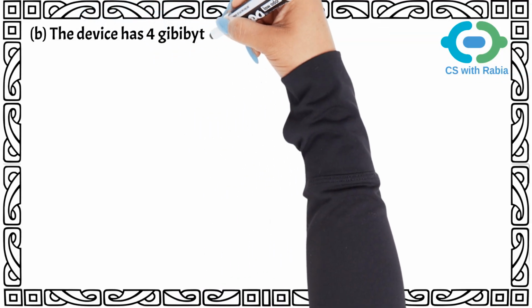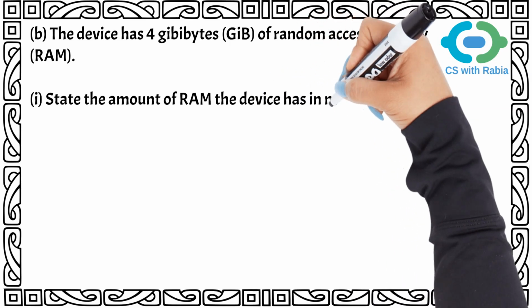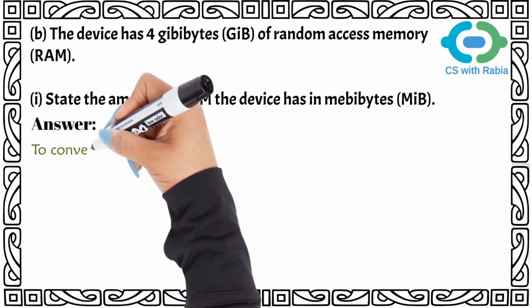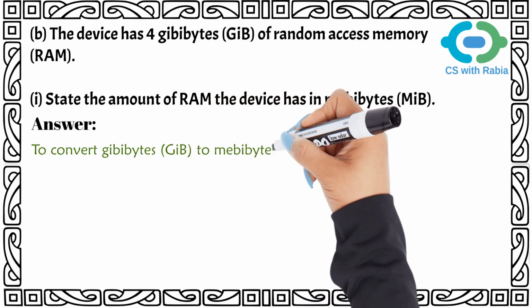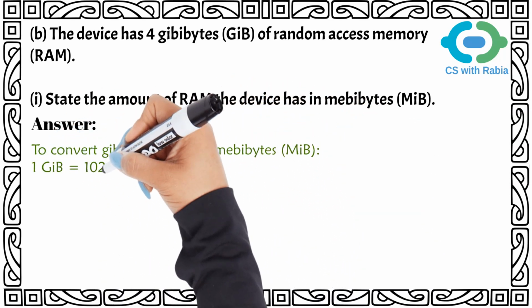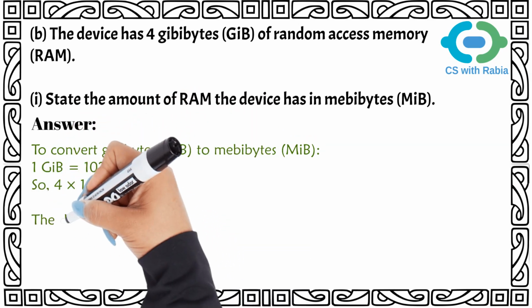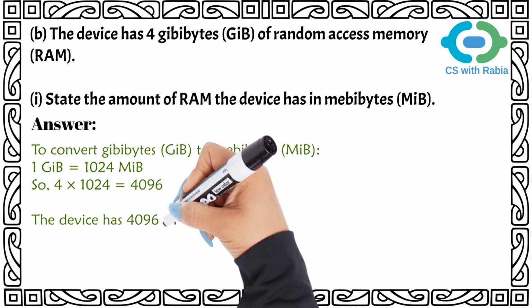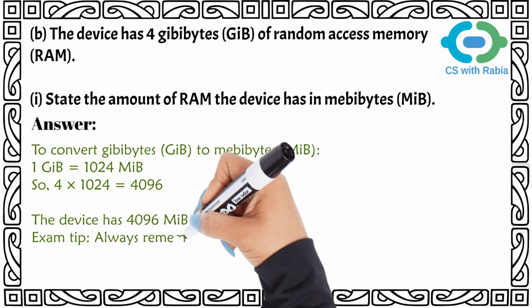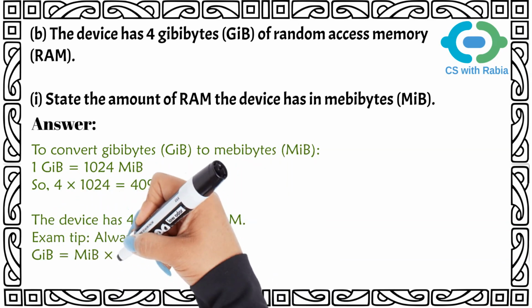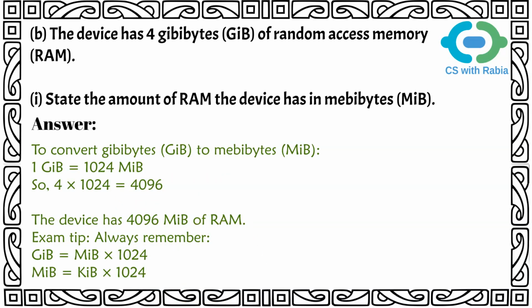The device has 4 GB of random access memory. State the amount of RAM the device has in megabytes. To convert GB to megabytes, 1 GB equals 1024 MB. So, 4 times 1024 equals 4096. The device has 4096 MB of RAM. Exam tip. Always remember. GB equals MB times 1024. MB equals KB times 1024.